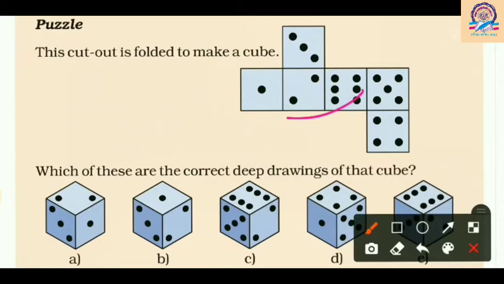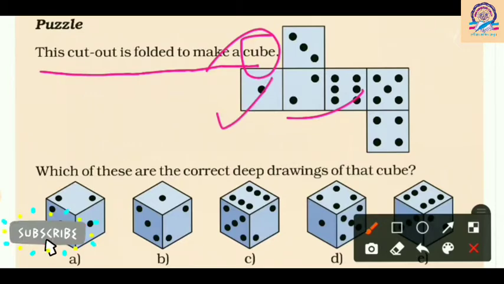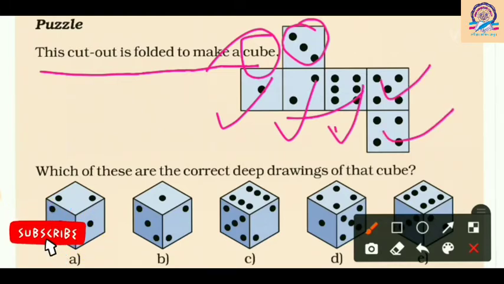At first, let's read it. This cutout is folded to make a cube. As you all know about a cube. If you don't know, you can watch the previous videos, part 1 and part 2, where I have defined what a cube is. Now let's see this cutout: the front face is showing 1, the second face is showing 2, its top face is showing 3, then the next face is 6, the next 5, and the down face has 4. Using this pattern we have to make a cube.